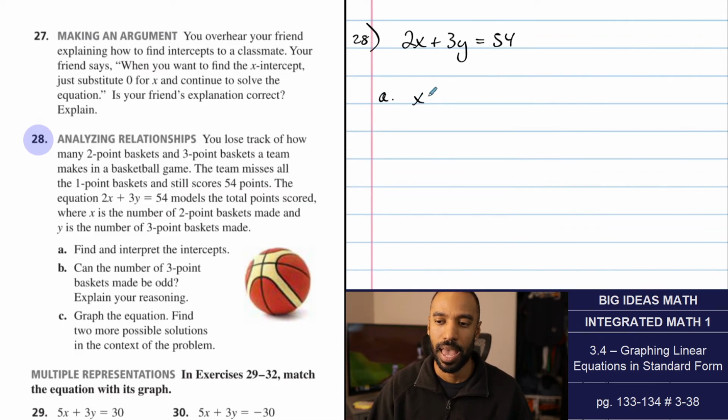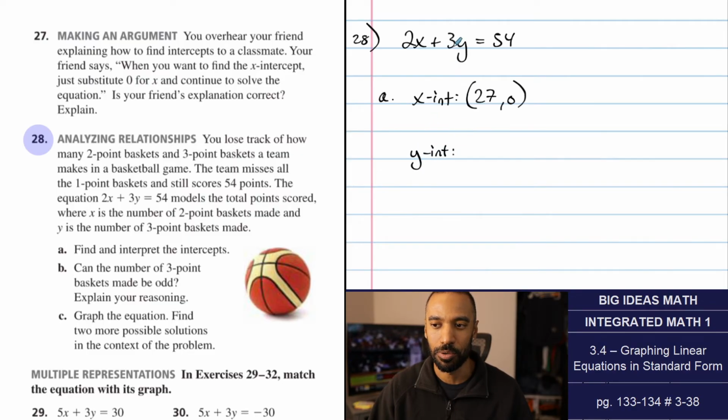So A, x-intercept. I'm going to do this mentally. We've done this a couple times now. 2x equals 54. We got to divide 54 by 2. We get 27. That does mean 27 comma 0. I feel like I can now write that because the book did. The y-intercept, you said x equal to 0. You divide 54 by 3 and you get 18. When x is 0, y is 18.